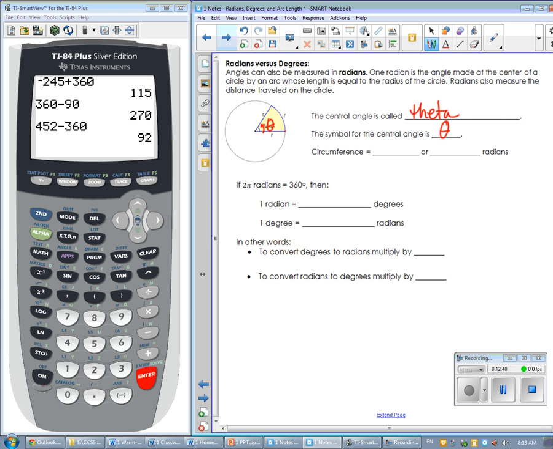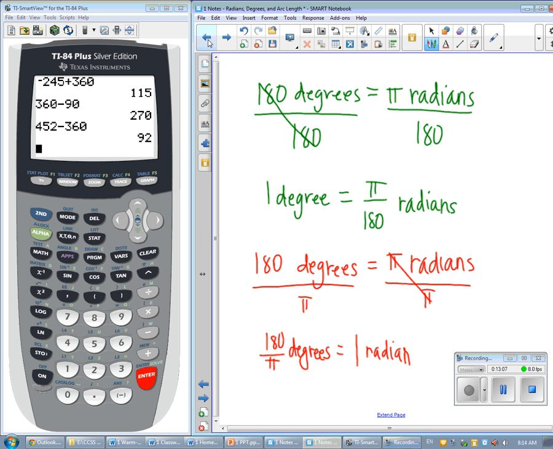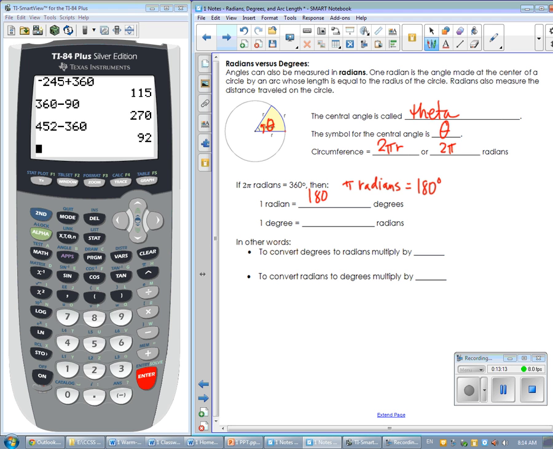We know that the circumference of a circle is going to be equal to 2 pi times the radius. In a unit circle, that would just be 2 pi radians. Okay, to fill in the rest of it, we know that 2 pi radians is equal to 360 degrees. So that's also saying that pi radians is equal to 180 degrees. And using the conversions that we did before, we know that 1 radian is equivalent to 180 over pi degrees. And so 1 degree is going to be equivalent to pi over 180 radians.